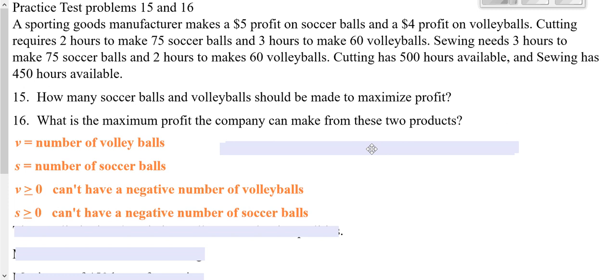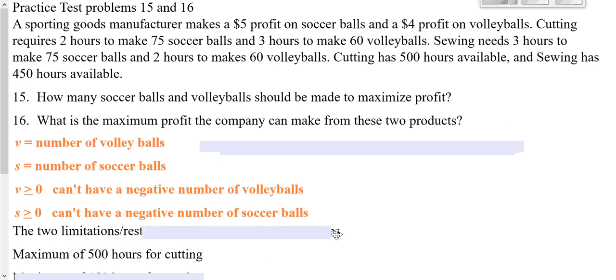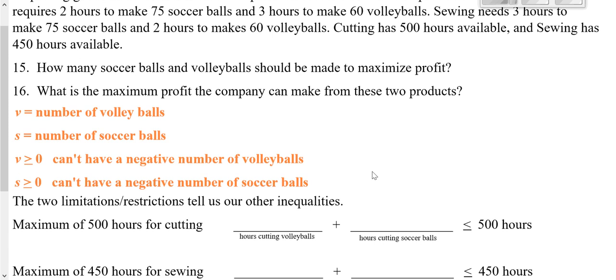Now, the rest of your inequalities come from your limitations. So now you want to think about what are the limitations. Well, I have only so much time for cutting, which is 500 hours, and I have so much time for sewing, which is 450 hours. Those are my limitations.